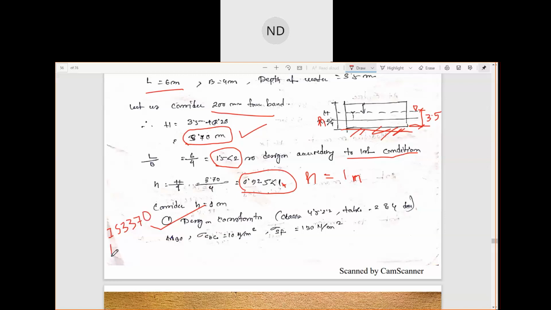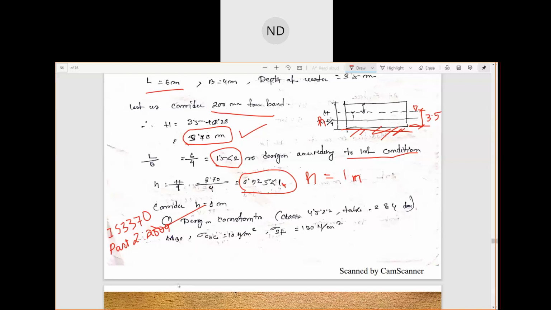3370 part 2 is 2009. Okay, so from this code, and table number 4.5.2.2, table 2 and 4, you will get the values of M30.